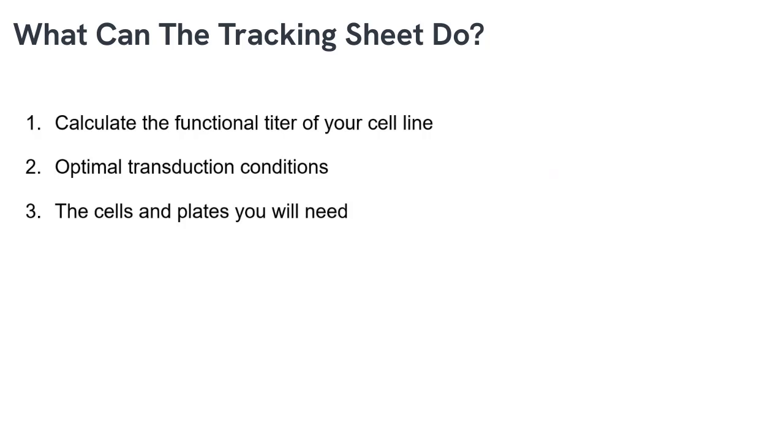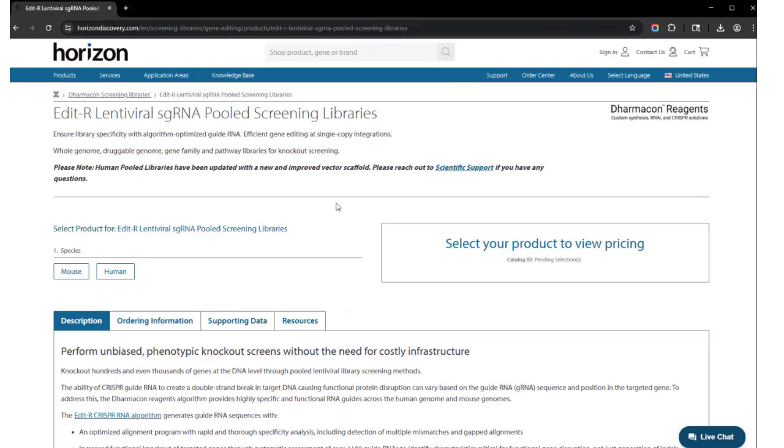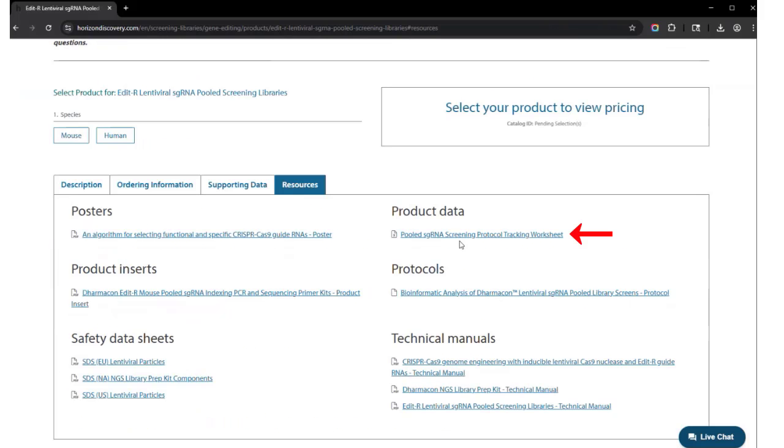Using the sheet, you can estimate the amount of lentiviral particles you will need. After you buy the pooled library, you can refine estimated values to actual values. You can find the pooled tracking worksheet on the CRISPR pooled library pages under the Resources tab.